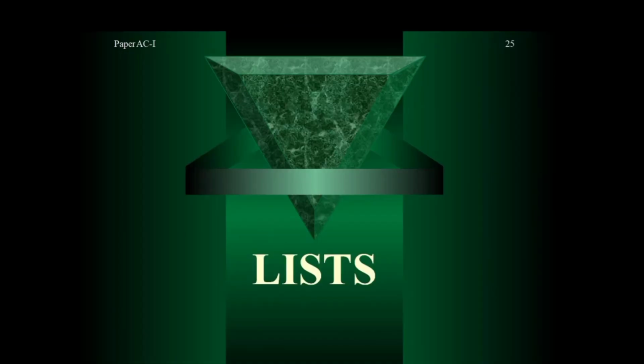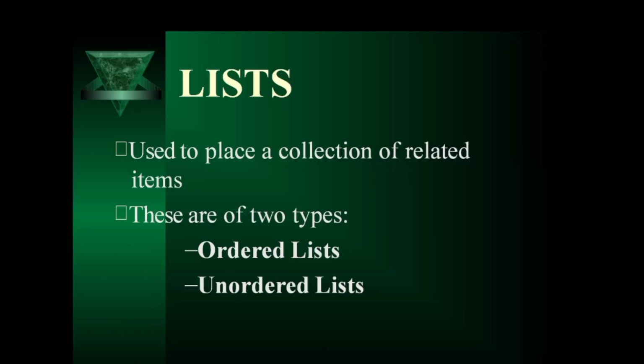Okay. So now the next thing is list. A list is used to place a collection of related items. Means if we want to place our items in a collective manner, then we will use the list. Okay. We have two types of list. Number one, the ordered list, and number second, the unordered list.